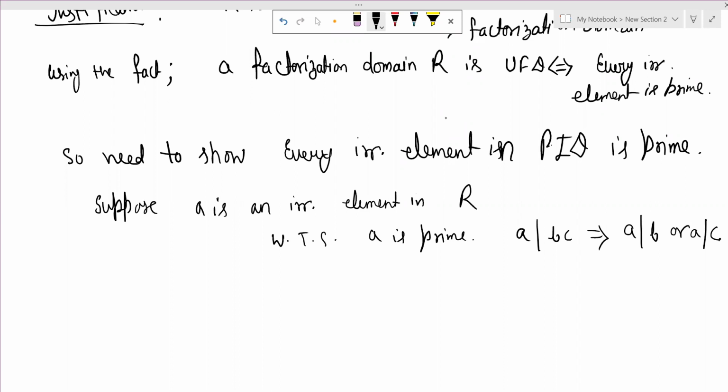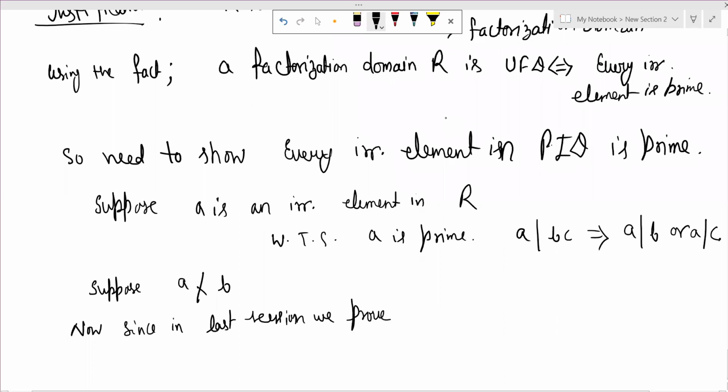Suppose A does not divide B. Now, since in the last session we proved that in a PID the GCD exists, right?